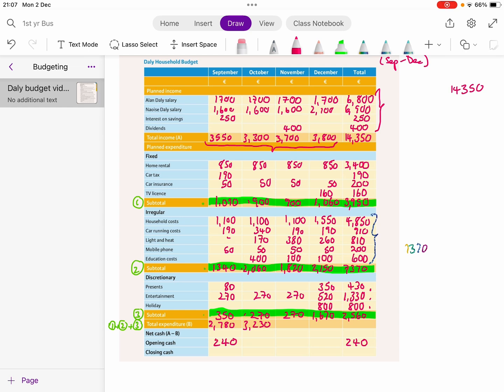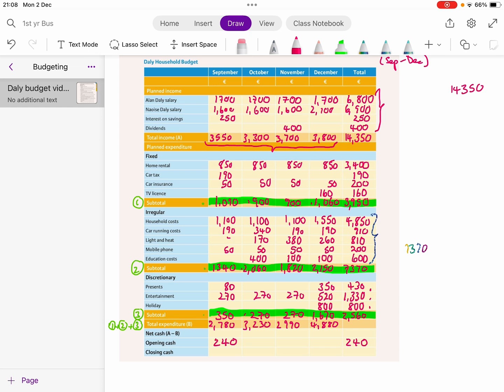I'm just going to keep going. I have my 900, my 1,820 and my 270. And that gives me 2,990. And finally, I'm going to add my 1,060. I'm going to add in my 2,150 and my 1,670. So here I have 4,880.